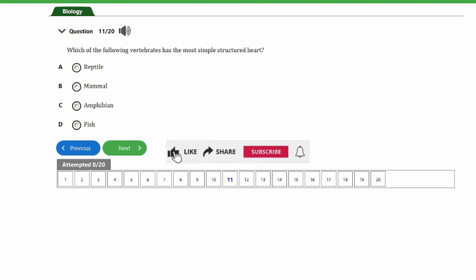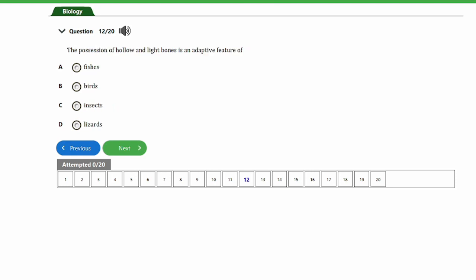Question number 11. It says, which of the following vertebrates has the most simple structured heart? A. Reptile, B. Mammal, C. Amphibian, D. Fish. So guys, the answer to this question is option D, and that's the fish. The fish have the most simple structured heart among all these other vertebrates. So the heart of the fish consists of two main parts, that's the atrium and the ventricle, making it a two-chambered heart. So let's look at the next question.